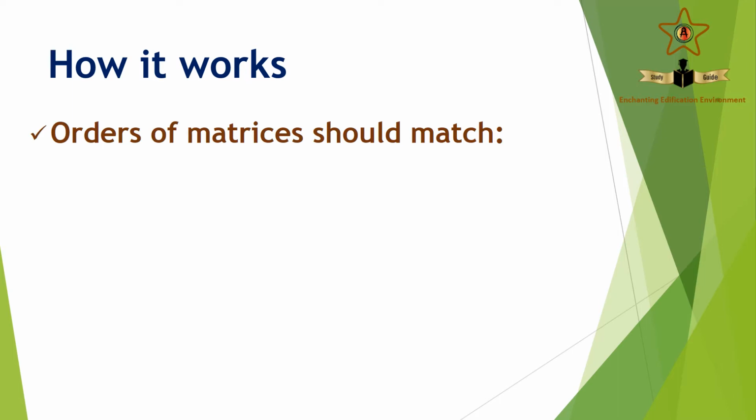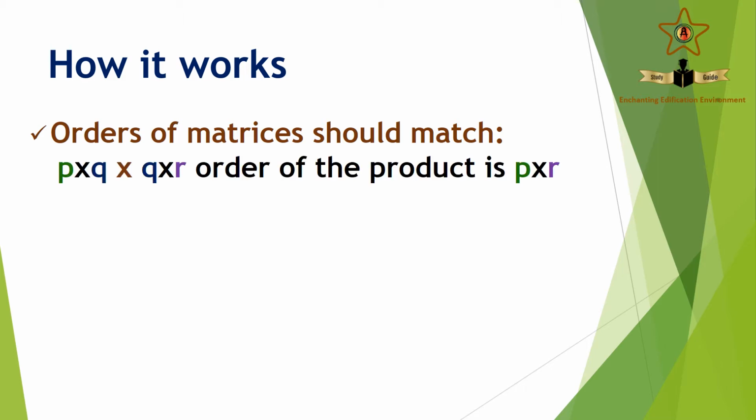Orders of matrices should match. If the order doesn't match, we cannot multiply matrices. That is, if you have a matrix of order P by Q, if you want to multiply it by another matrix, the order of the second matrix should be Q by R. That means the columns of the first matrix and the rows of the second matrix should be equal.